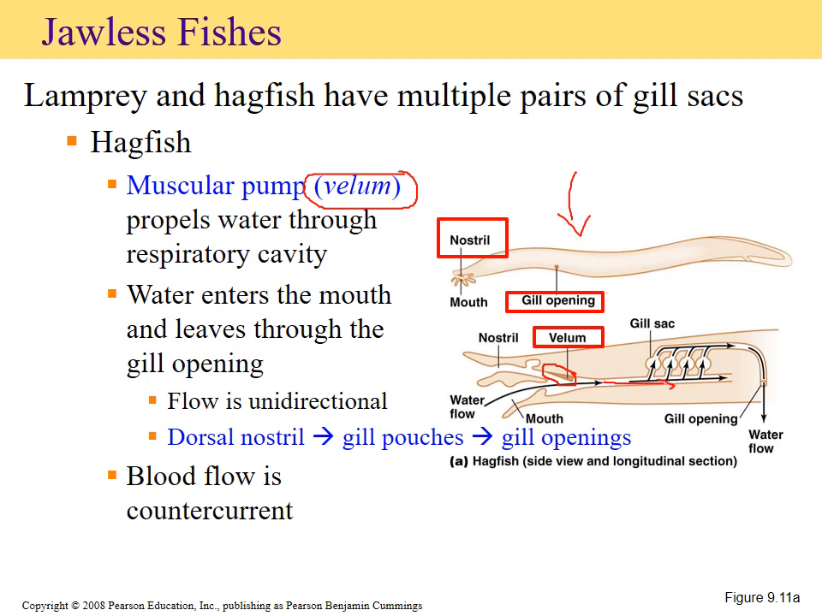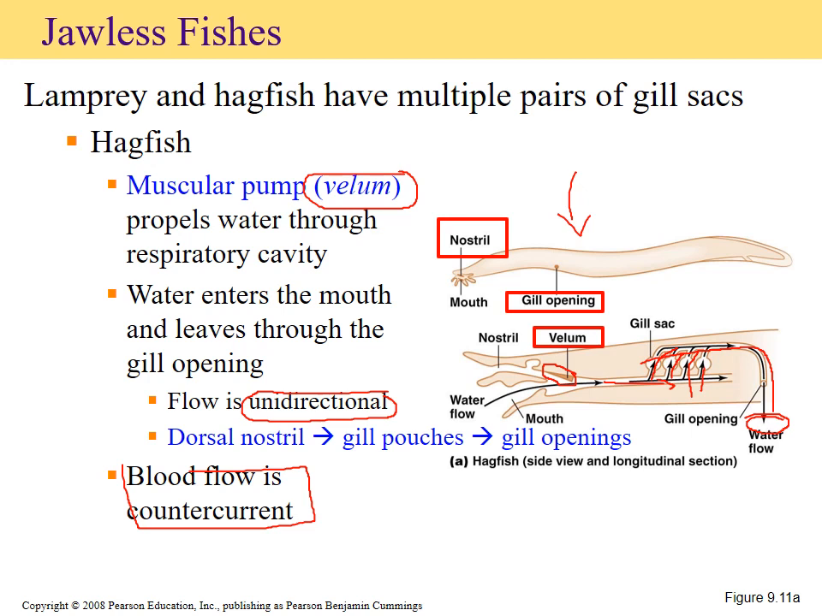And when it gets to the section, it will pass through the gill sacs, allowing oxygen and carbon dioxide exchange to occur. And at the end of the day, all of the water is then filtered out through a secondary gill opening. So this would be an example of a unidirectional flow. The blood is still countercurrent, so we're maximizing how much oxygen and carbon dioxide can be derived from it. So this is the mechanism of the hagfish.